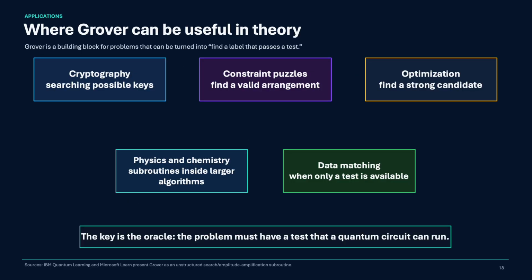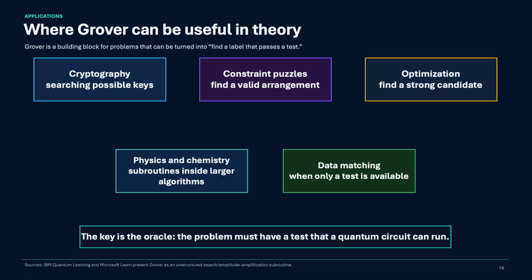Where could Grover be useful? Now we can ask the natural question, what could we actually search for? The answer is broader than a library. Suppose we are searching possible cryptographic keys, or looking for a configuration that satisfies a set of rules, or searching candidate solutions in an optimization problem, or using Grover-style amplitude amplification as one step inside a larger scientific algorithm.